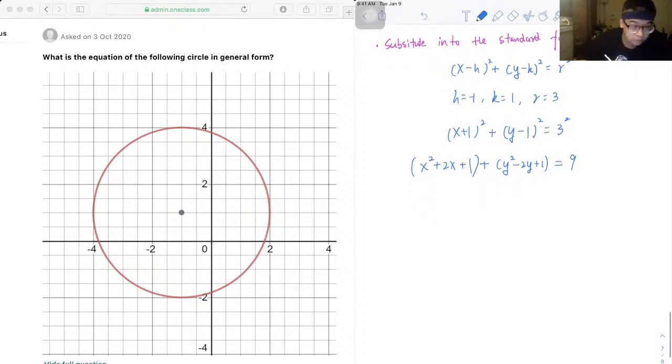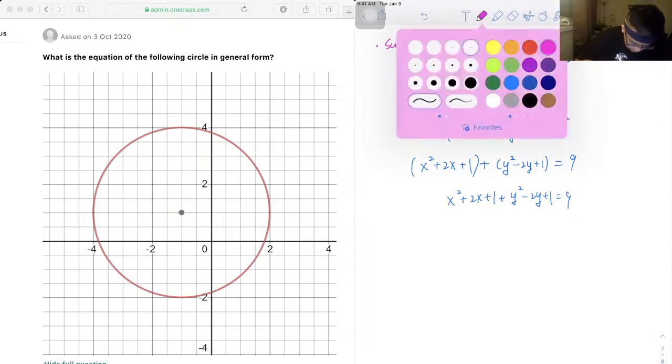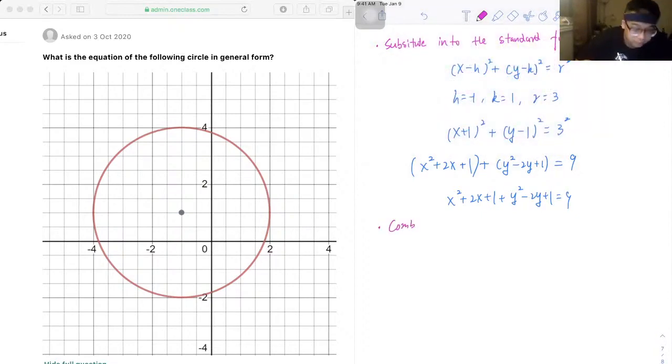And we have x squared plus 2x plus 1 plus y squared minus 2y plus 1 is equal to 9. And now we just need to combine the like terms and transform it into the general form.